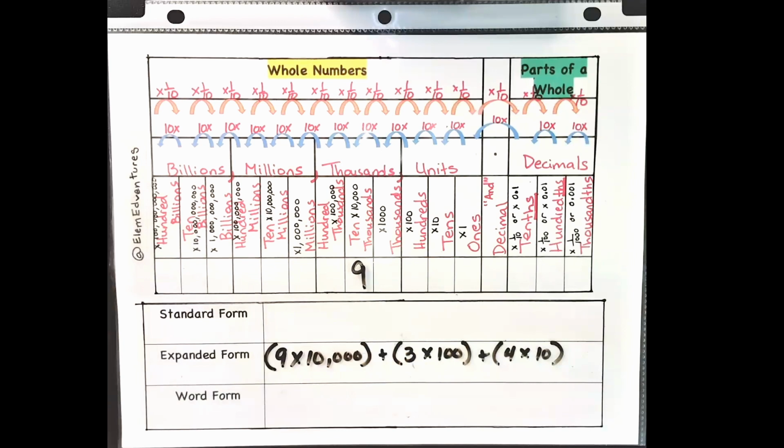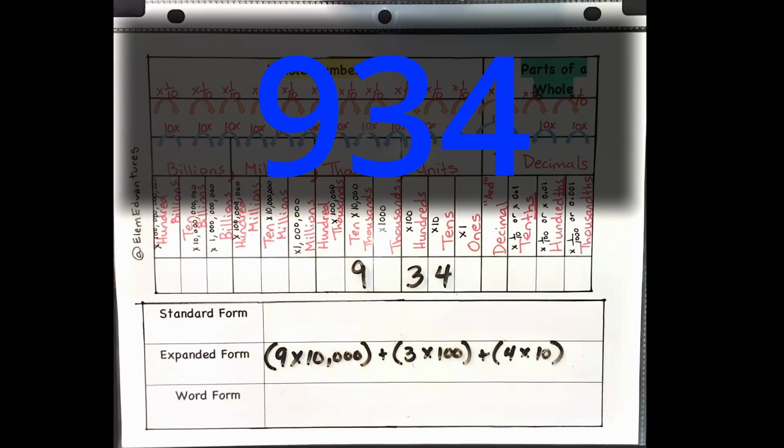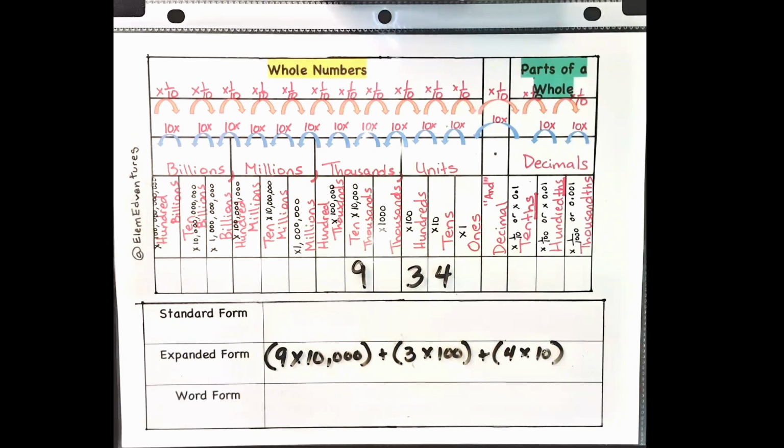The next part shows 3 being multiplied with 100. That means the digit 3 belongs in the hundreds place. Finally, in this expanded form, we see 4 being multiplied with 10. That means the digit 4 is in the tens place. So far, I only have 3 digits written on my place value chart, but I see some gaps. These gaps have to be filled. If you don't fill these gaps, this number looks like it's 934. But that's not what this number is.